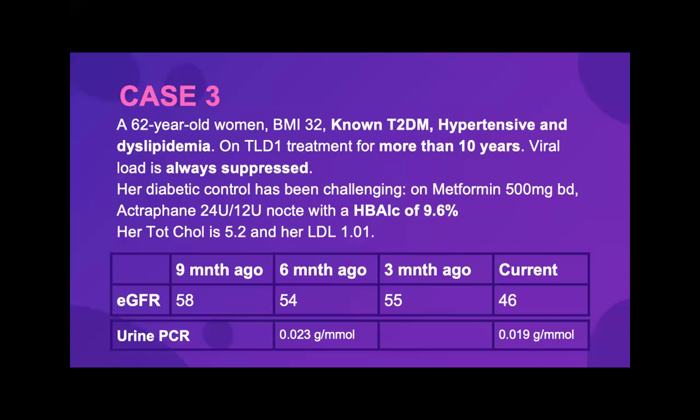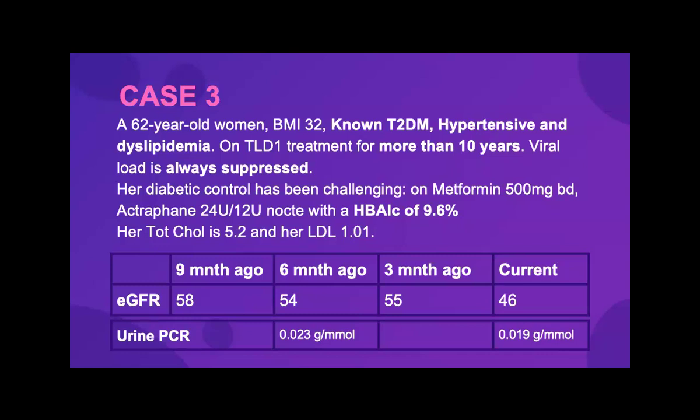6 months ago, it dropped slightly to 54, and her UPCR was 0.023 grams per millimole. 3 months ago, it came up a bit to 55, and then currently her eGFR is 46, and her urine PCR is 0.019 grams per millimole. Based on this, she has chronic kidney disease, with her eGFR being below 60 for more than 3 months, and having persistent proteinuria as well for more than 3 months.